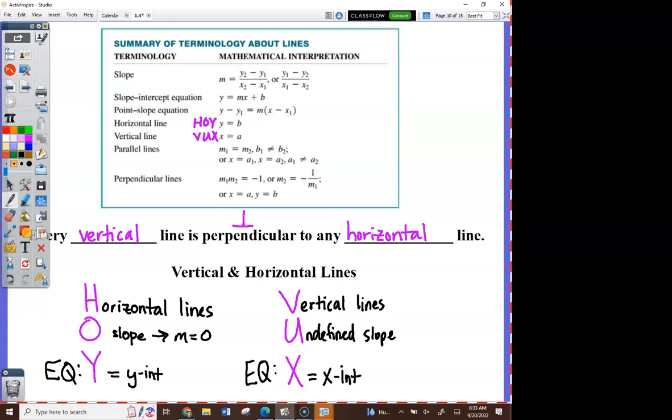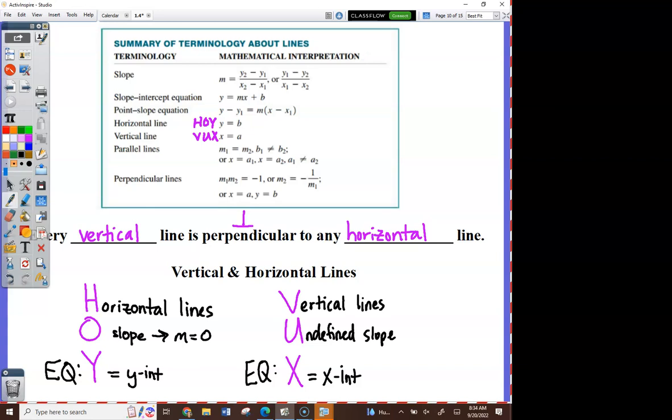Make sure you understand the difference between 0 and undefined. Totally different. 0 is a number. It exists. It means it's a horizontal line. Undefined means it's not there. It means that at some point in finding the slope, 0 appeared in the denominator of the fraction, which is a no-go, right? That's when you get an error on the calculator, which is why it's called undefined. It does not exist. So, big difference between the two.